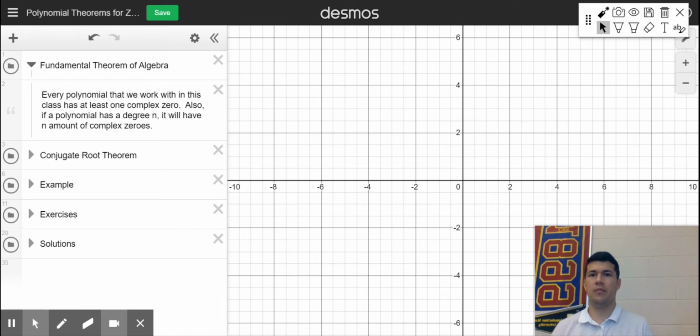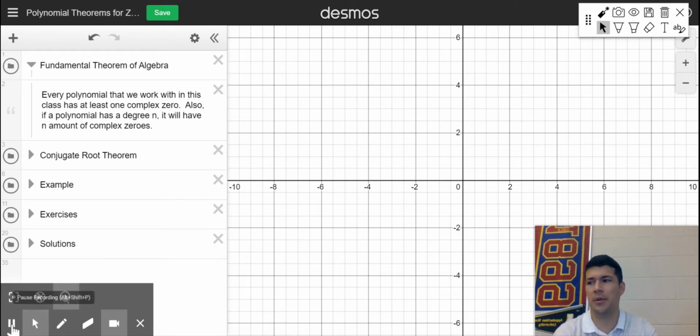But to sum it up, it basically says that if you have a polynomial of degree n, as you can read here in the second sentence, it's going to have n complex zeros. So think about that: n complex zeros. That means a cubic function has 3 complex zeros, a quadratic has 2 complex zeros, a linear function has 1 complex zero, a fourth degree function has 4 complex zeros.